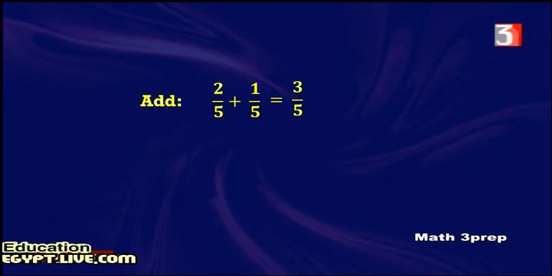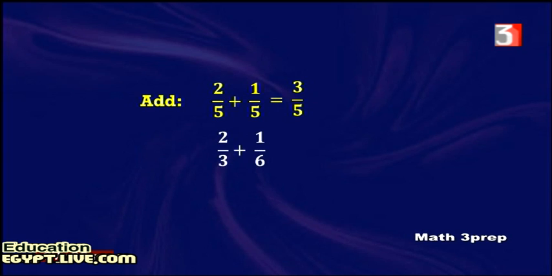Why? If you get an apple pie and you divide it into 5 equal parts, you eat 2 parts from the 5. Then you are going to eat 1 part of the 5. So you ate how many parts? 3 parts. Out of what? Out of 5. So the result will be 3 over 5. Here you can add these 2 fractions very simply. Why? Because you have the same denominator. It means that to add 2 fractions, their denominators must be the same.